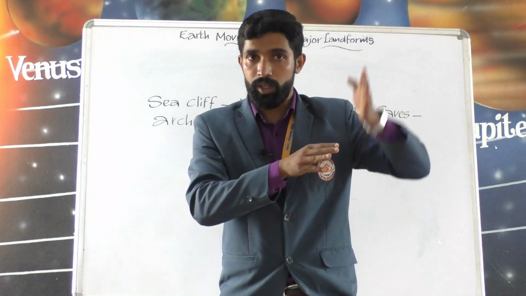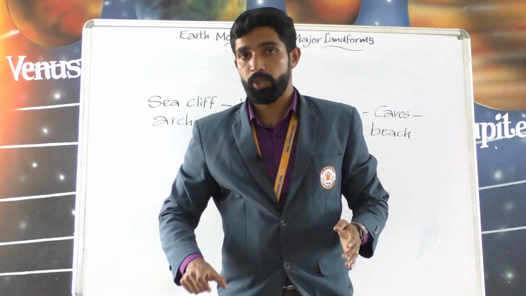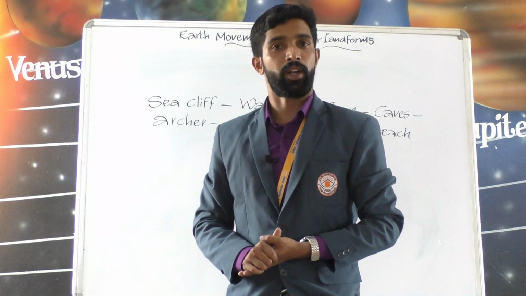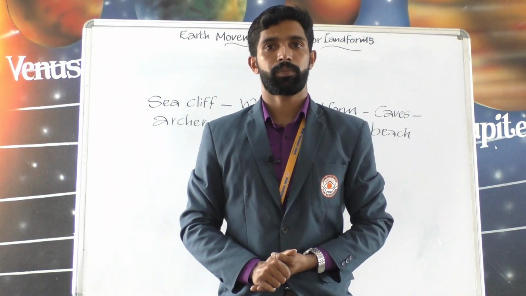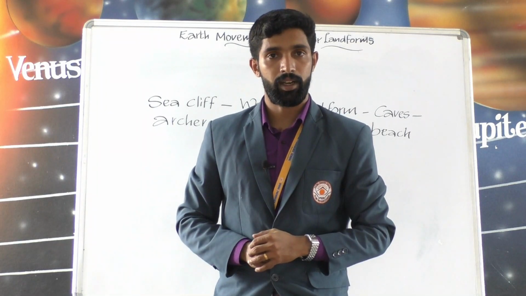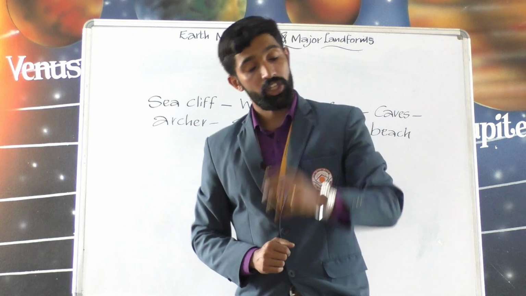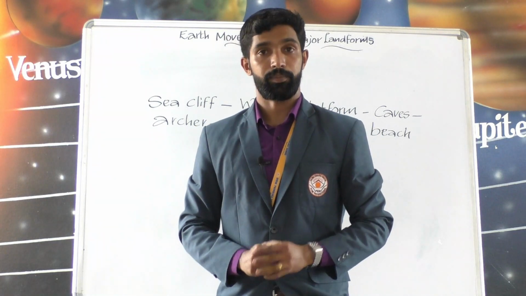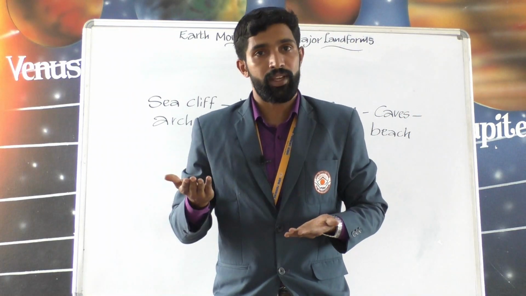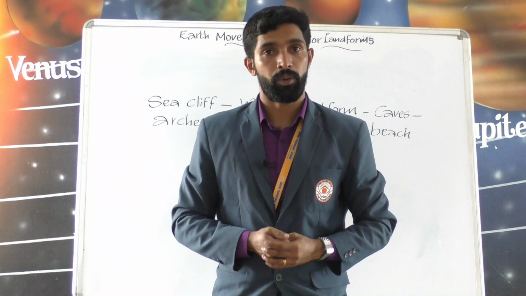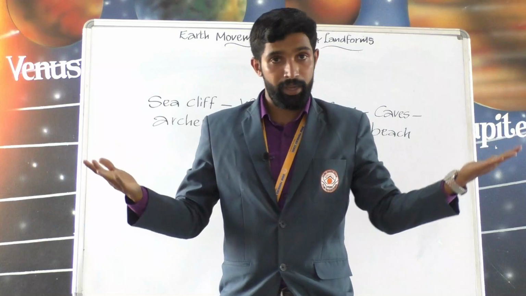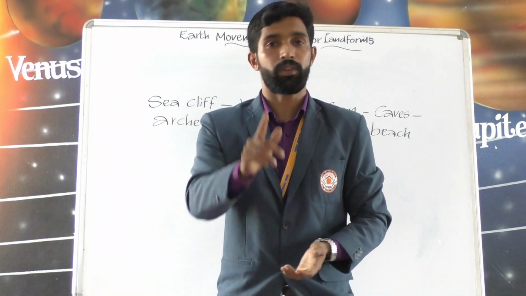Clear? So in places where the coast is rocky with a steep slope, an almost vertical wall of rock is formed by the erosive action of sea waves. This is called what? A sea cliff. Clear? This is called a sea cliff. Gradually, the cliff is worn away, leaving behind a flat surface called wave cut platform. Next term, that is wave cut platform. So the cliff is worn away, leaving behind a flat surface. It is called wave cut platform.